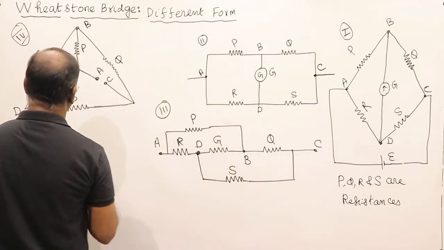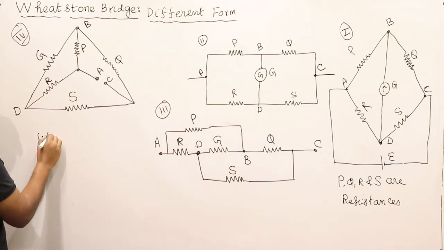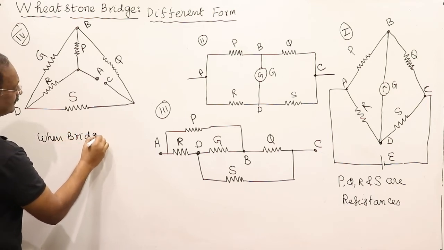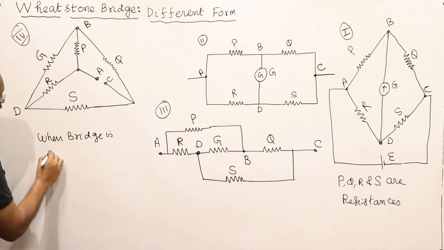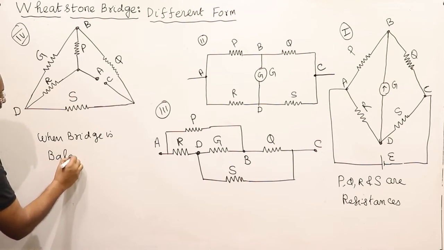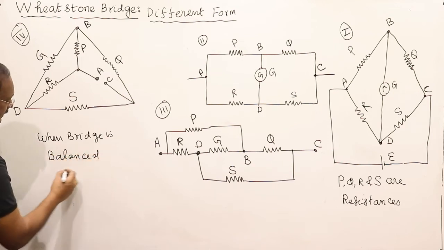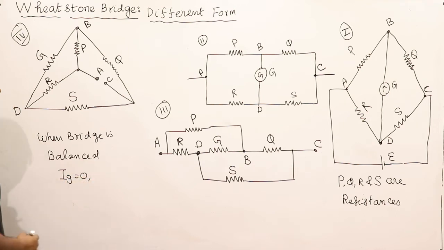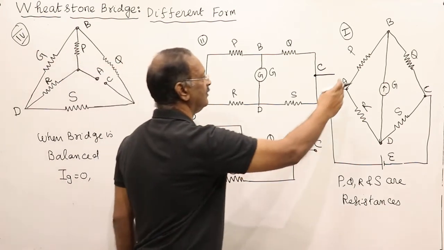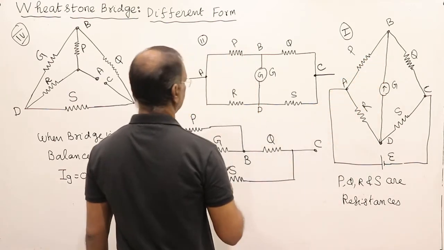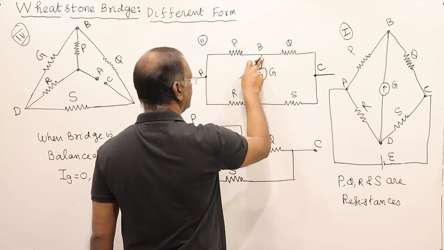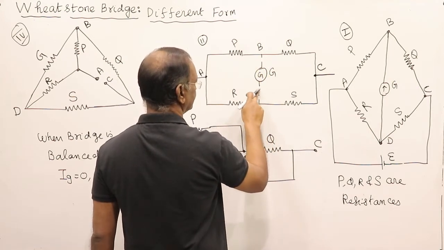When the bridge is balanced, what happens? Ig, the current through the galvanometer, is equal to 0. It means the current through this galvanometer is 0, that is, the current between B and D is equal to 0. So we can remove this branch.